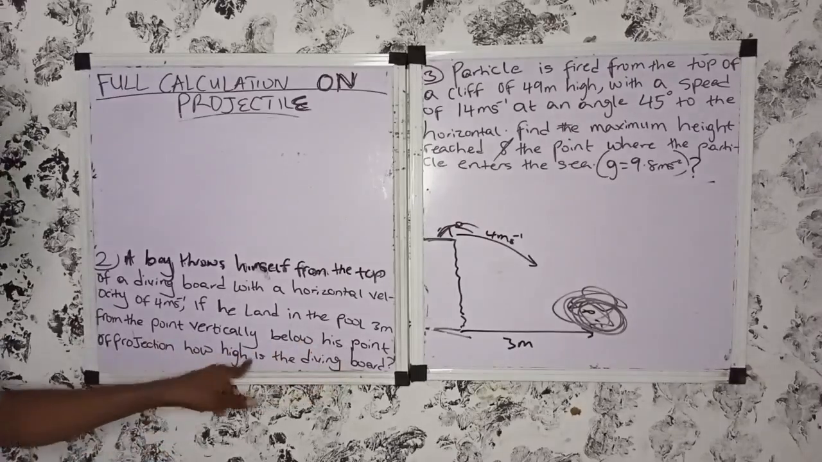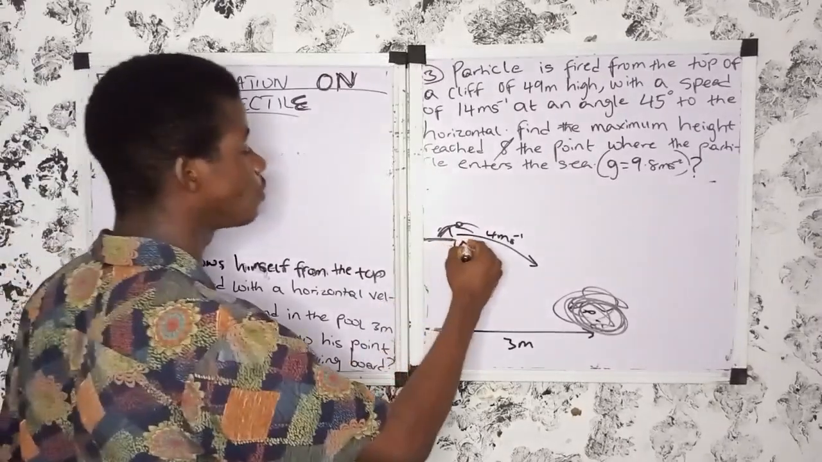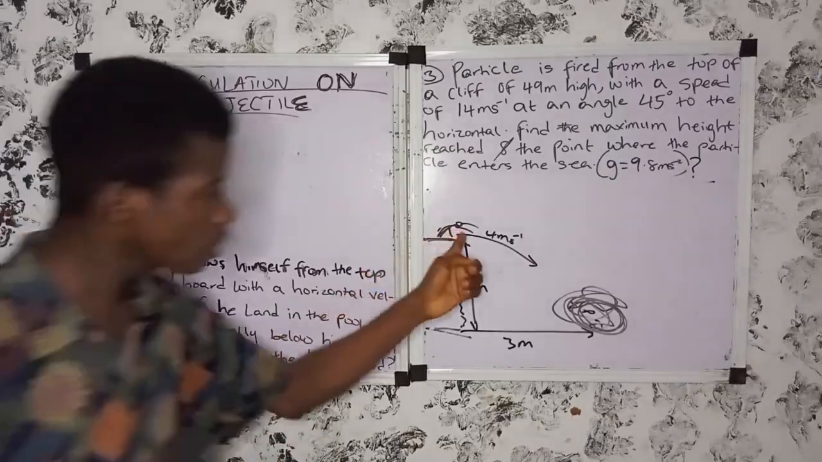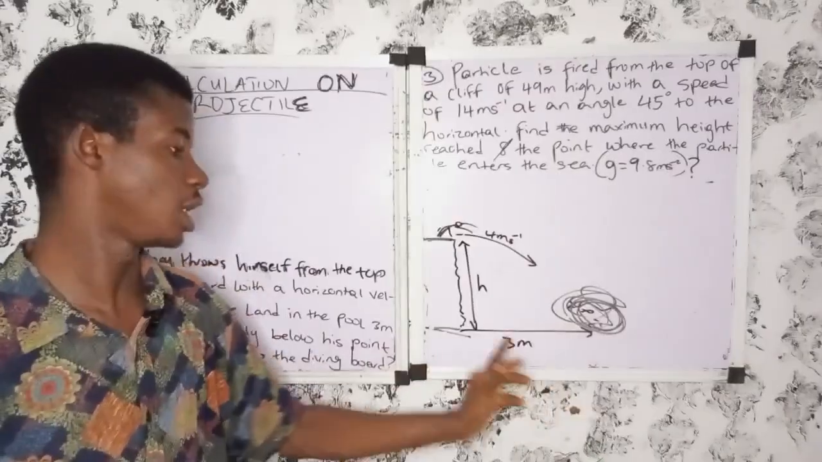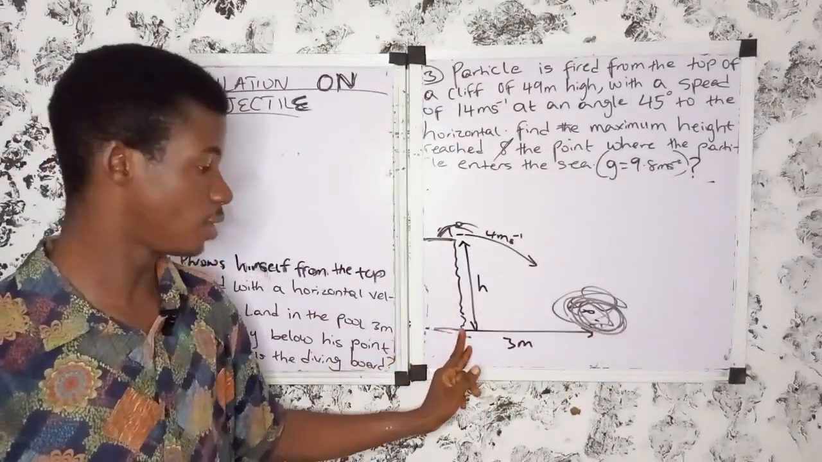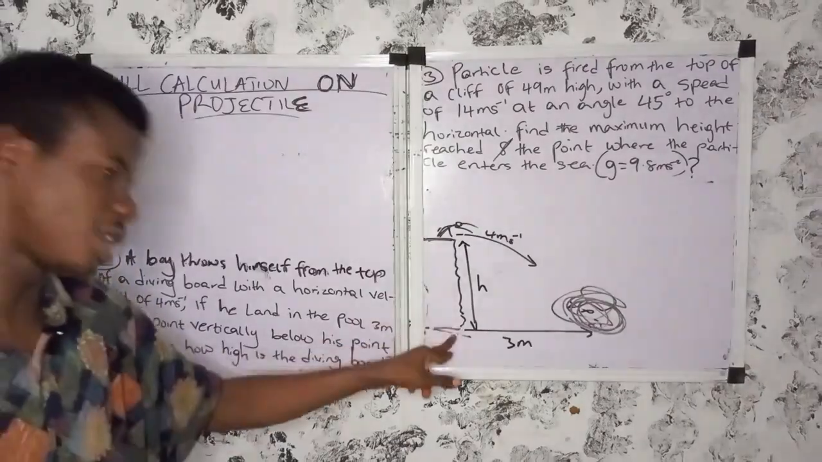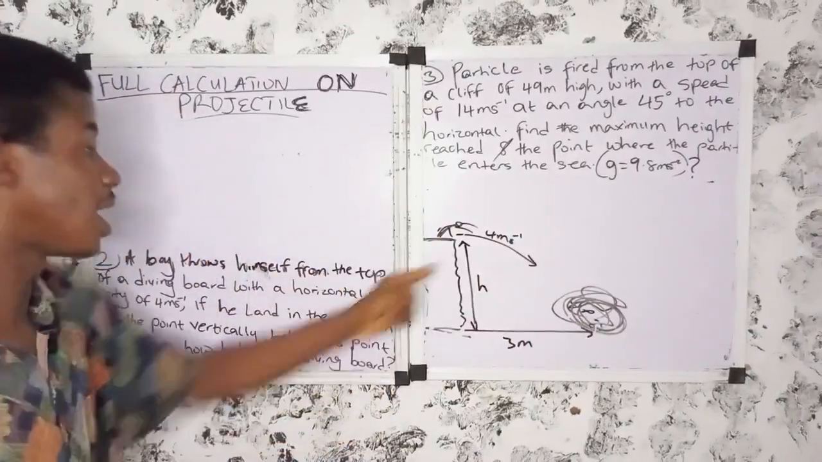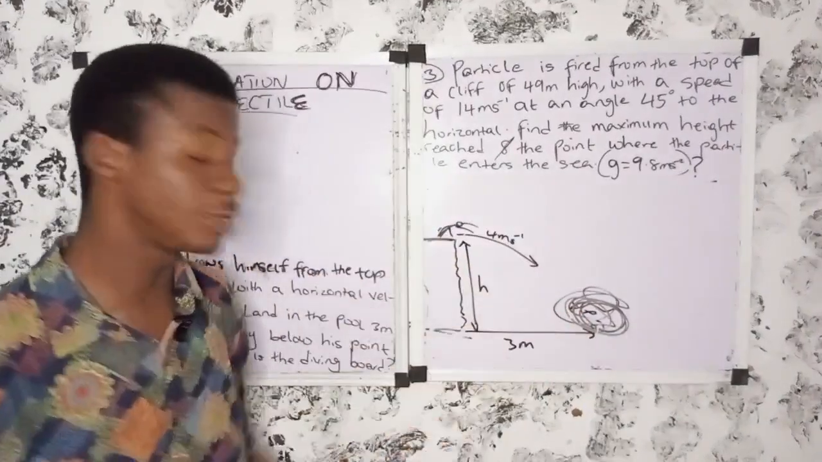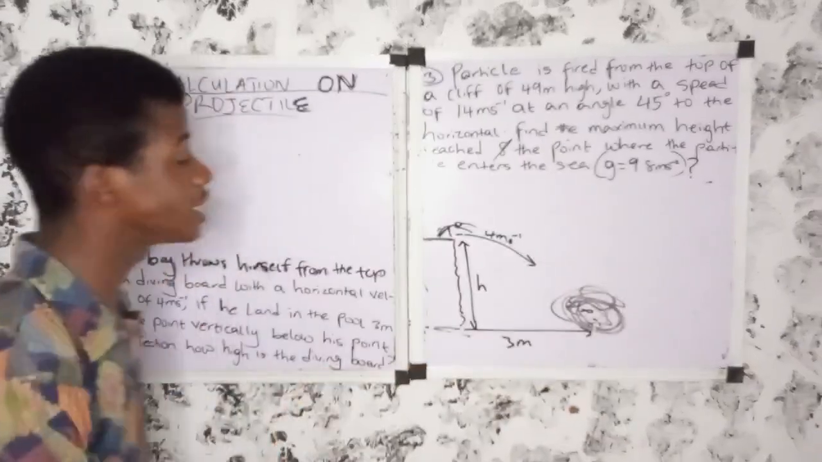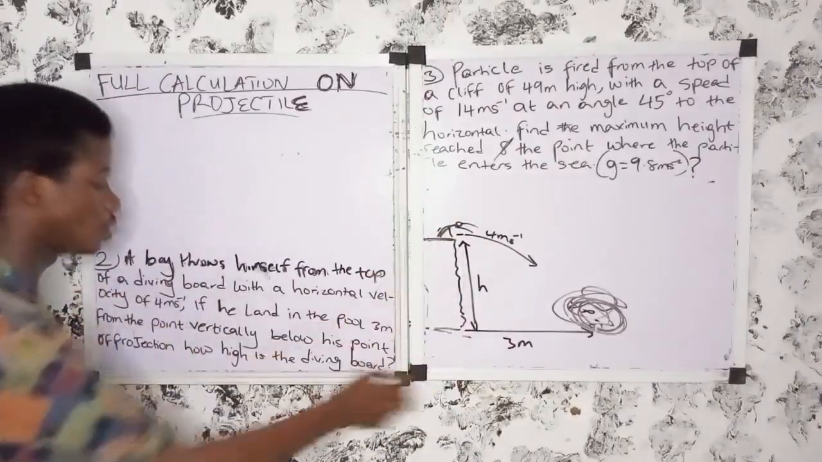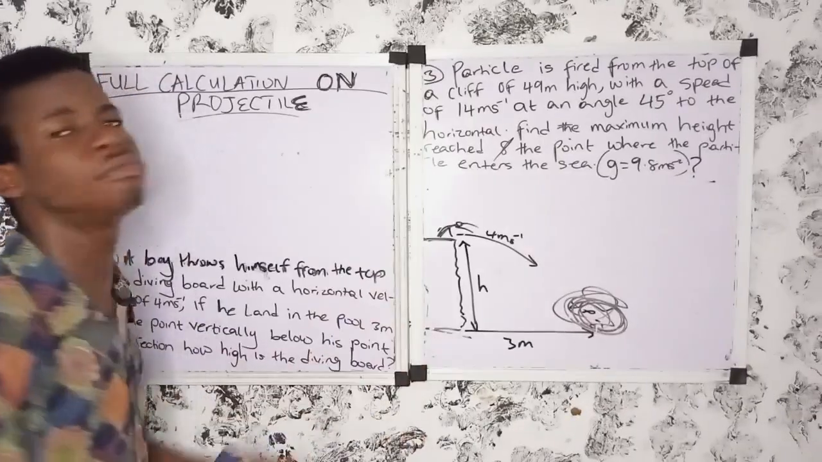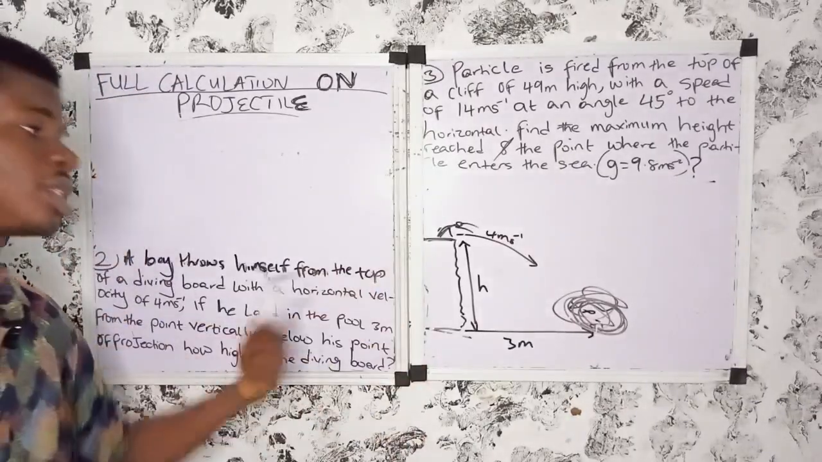How high is the diving board? So they're telling us to look for the height of the diving board. It's very easy. A boy throws himself into a pool, 3 meters away from the point vertically below his point of projection, with a horizontal velocity of 4 meters per second. Now they're telling us to calculate how high the diving board is. So this question is still easy.